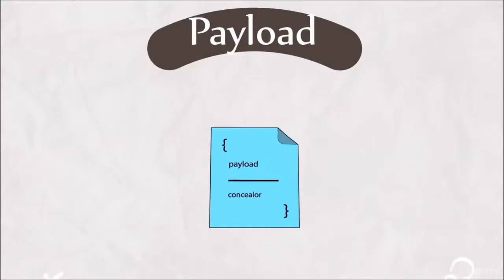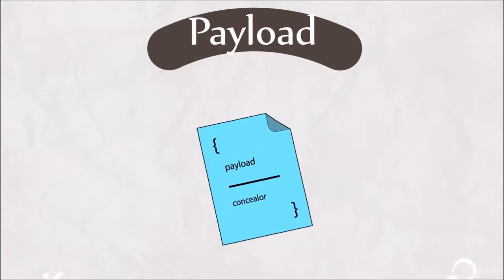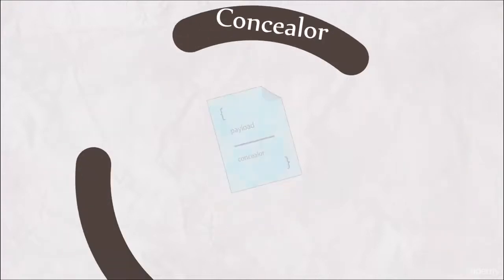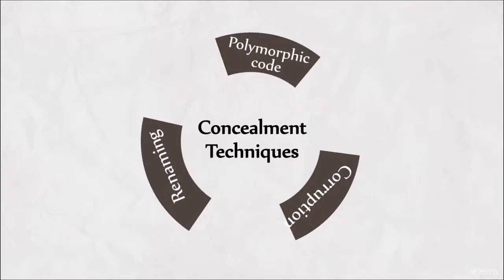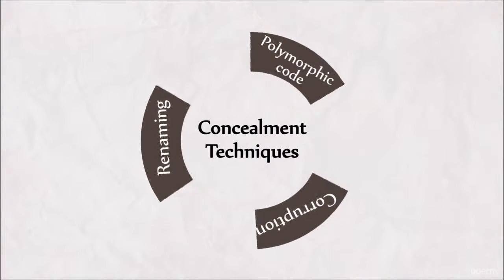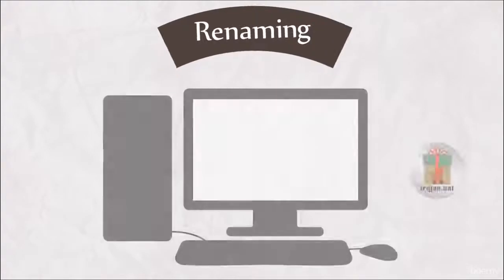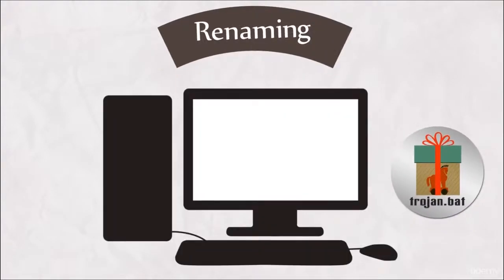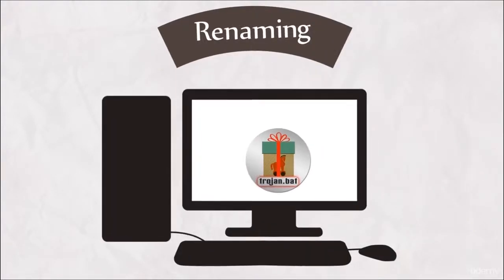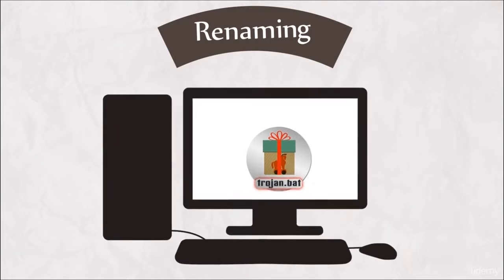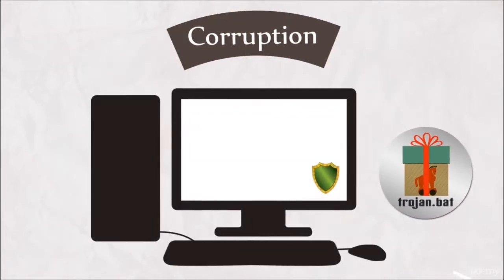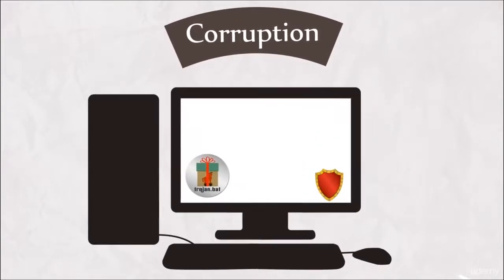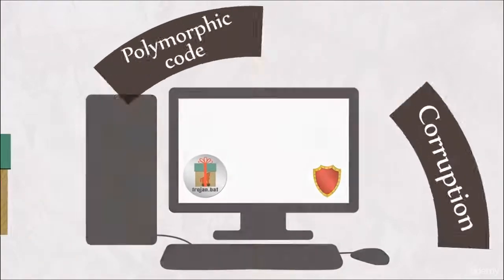Payload. It is the actual piece of malcode that does the destructive work. Concealer. It uses concealment techniques in order to hide itself and prevent itself from being identified by any anti-malware programs. Renaming. It renames itself as a non-malicious application, e.g. trojan.bat, to run DLL. Corruption. It corrupts the security software in the system, which is responsible for detecting the malware.